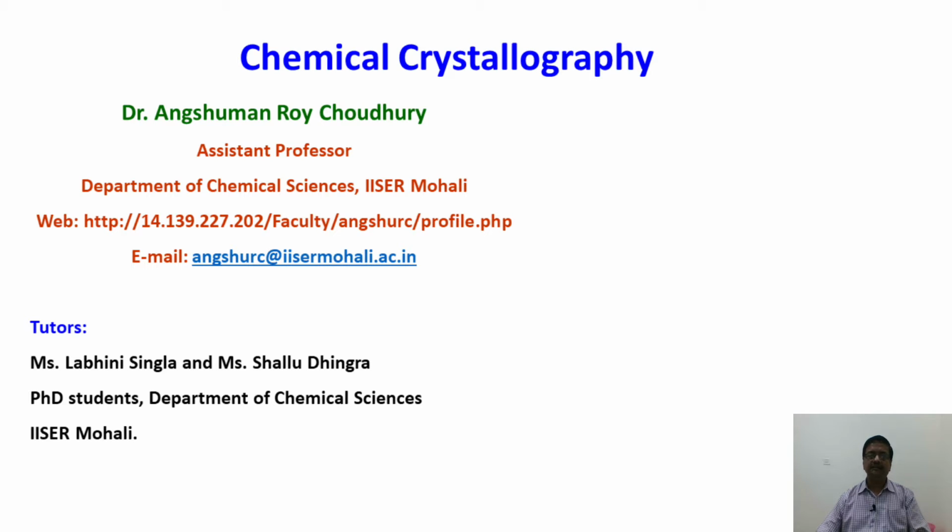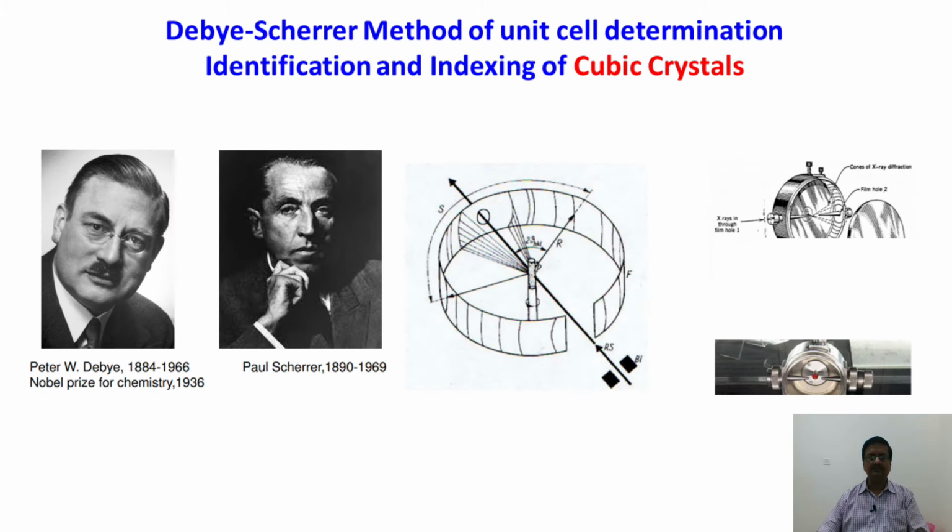This is the 12th week of this course, and by now you must have learned a lot about this subject, and also learned about how to collect X-ray diffraction data, solve and refine the structure and so on. In the previous weeks we have demonstrated how one can use a powder and a single crystal diffractometer. So today in this lecture I am going to discuss the method called the Debye-Scherrer method of unit cell determination, identification and indexing of cubic crystals.